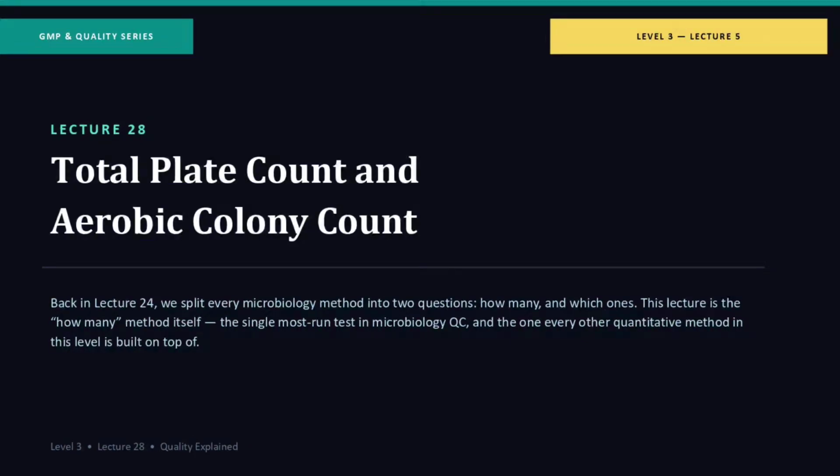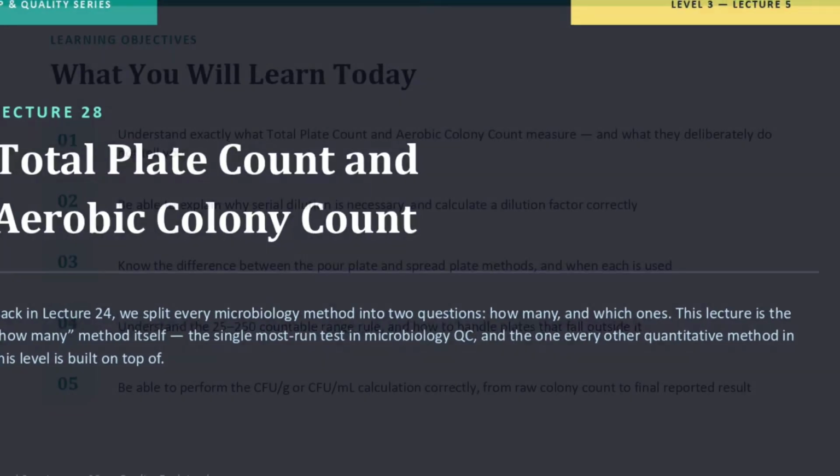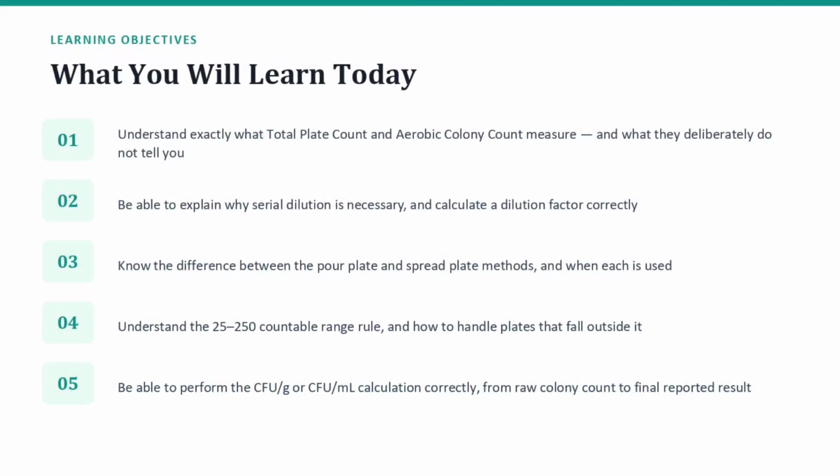By the end of this lecture, you will be able to run the entire process from raw sample to final reported number. Here is what we will cover today. Number 1, you will understand exactly what total plate count and aerobic colony count measure, and what they deliberately do not tell you. Number 2, you will be able to explain why serial dilution is necessary, and calculate a dilution factor correctly. Number 3, you will know the difference between the pour plate and spread plate methods, and when each one gets used.